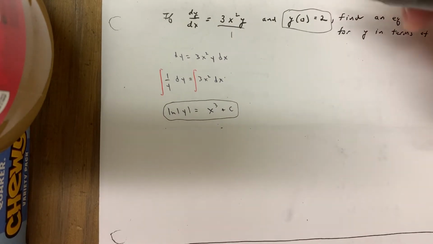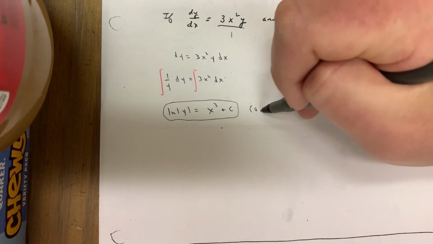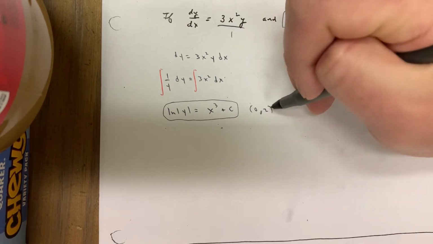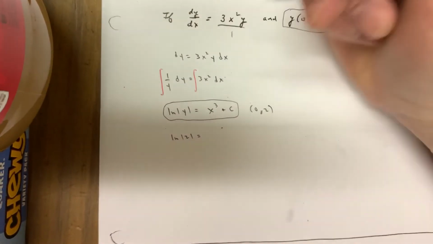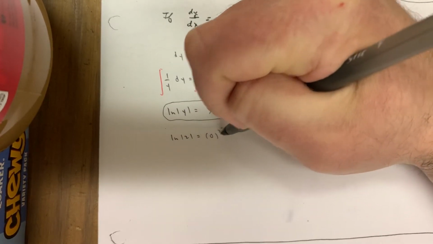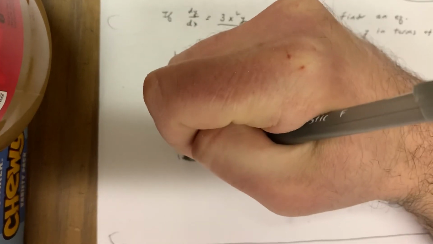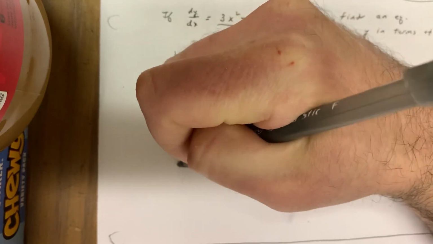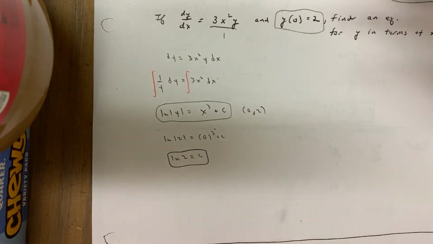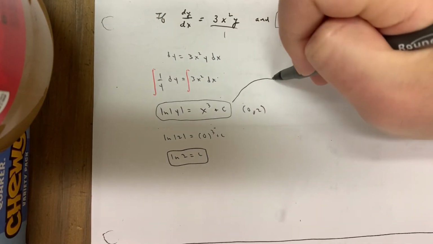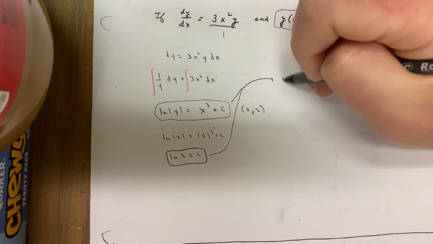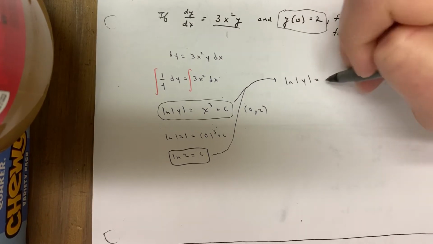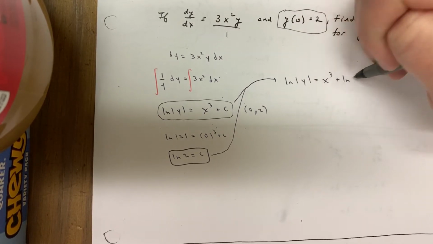Now I know my initial condition: y of 0 is 2, so the point (0, 2) lies on said function. So when y is equal to 2, we get ln absolute value 2 equal to x is 0. The absolute value of 2 is 2, so we get that ln 2 is equal to c. Let's make sure we actually use this general solution, which is the one we used to generate this particular value of c. Plug back in there: ln absolute value y equals x cubed plus ln 2.